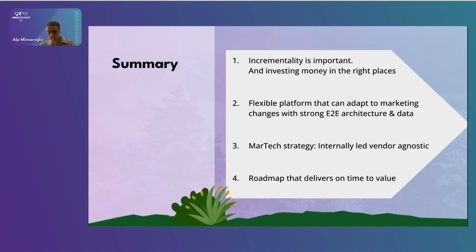Number two, you need to build out a flexible platform that can adapt to market changes, strategy changes with strong end-to-end architecture and data. So having the right operating model, right alignment, right people, having that flexible platform that can do the channel activation, cross-channel orchestration, and drive the measurement, learn, and get the right campaigns out the door.